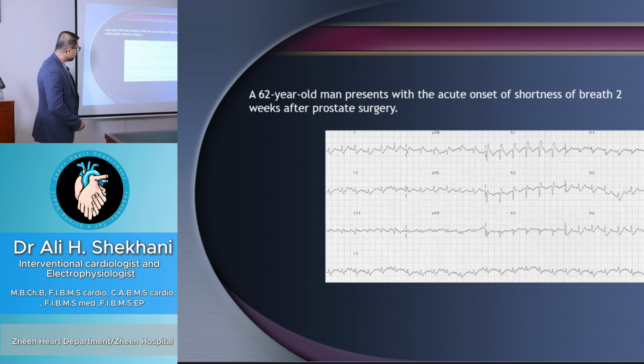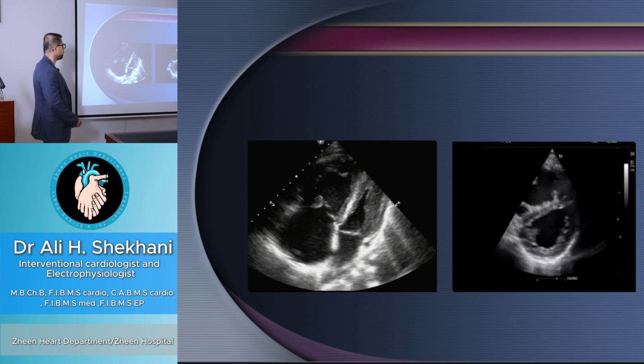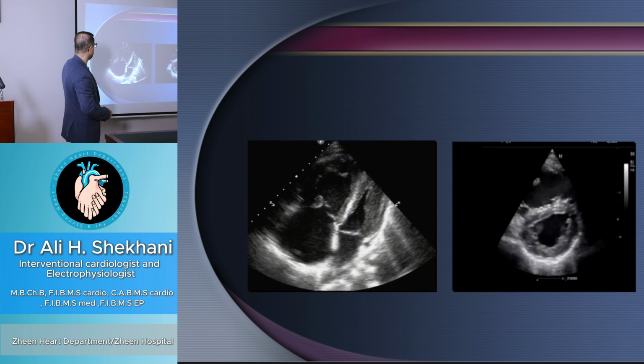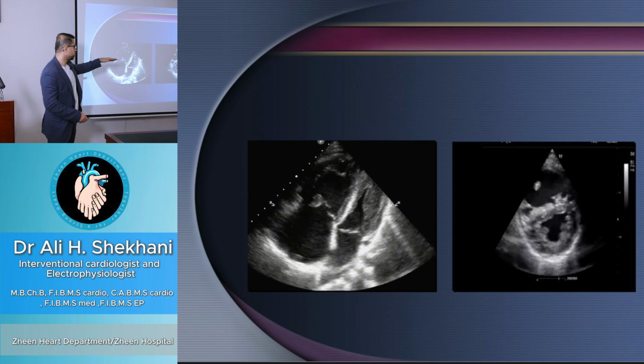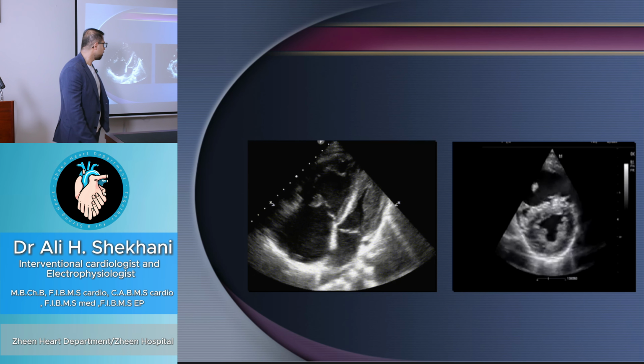But of course, in this patient, the first differential diagnosis in my mind is pulmonary embolism. As we expected, this is the echo finding of the patient. There is a hugely dilated right side, and there is D-shaped septum, which is a feature of pulmonary embolism.